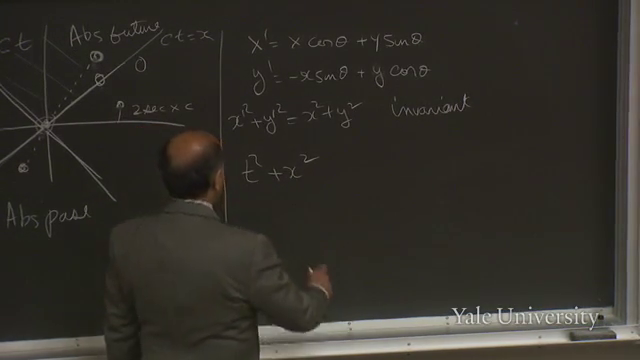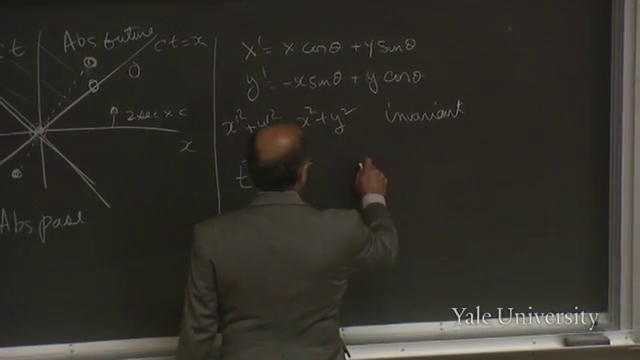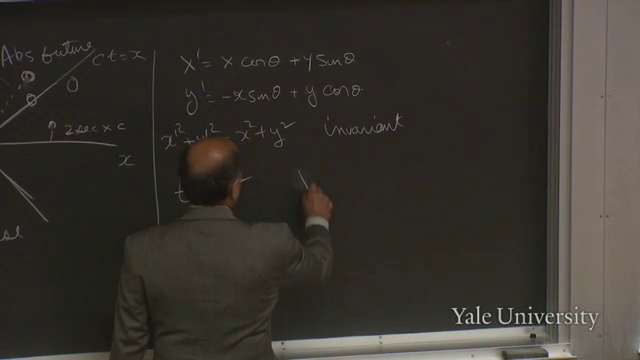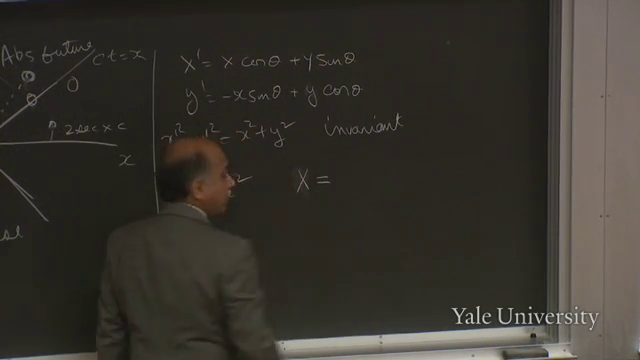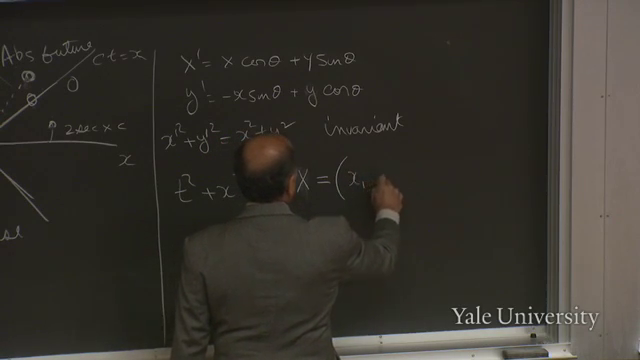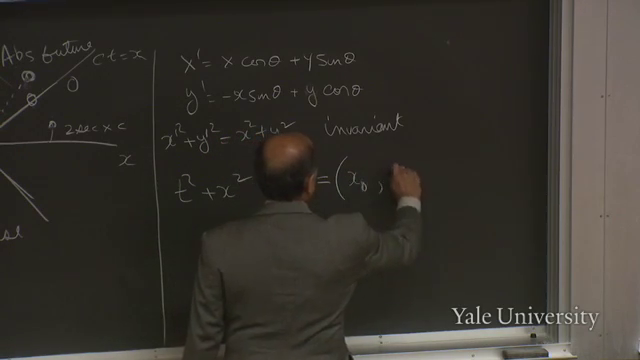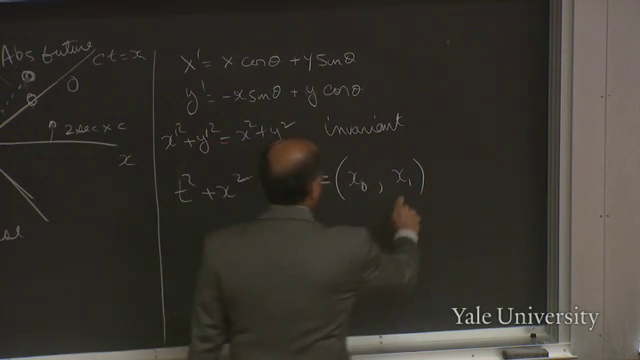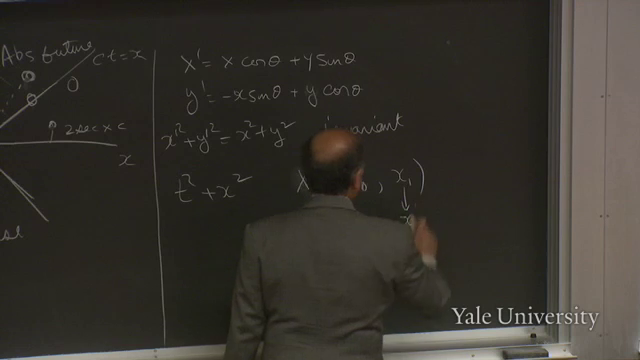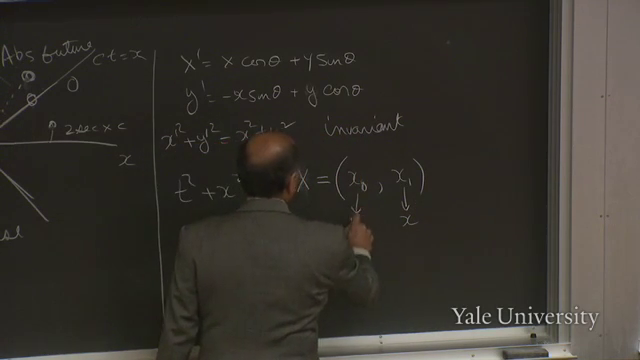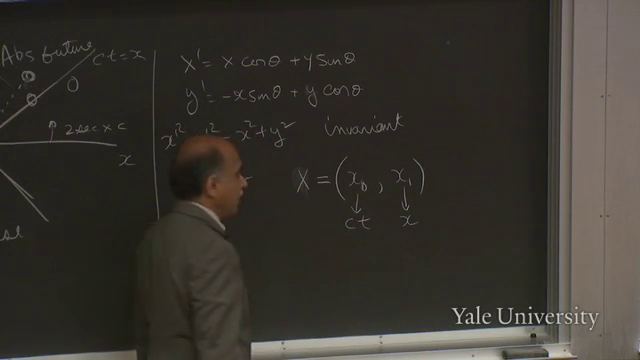The standard trick is to do the following. Let's introduce an object with two components. I'm going to call it capital X. The first component of that is going to be called x0. The second is going to be called x1. x1 is just our familiar x. x0 is going to be essentially time, but multiplied by c.